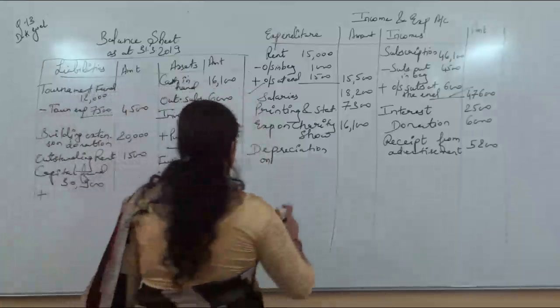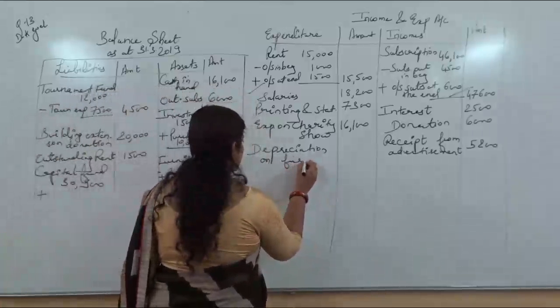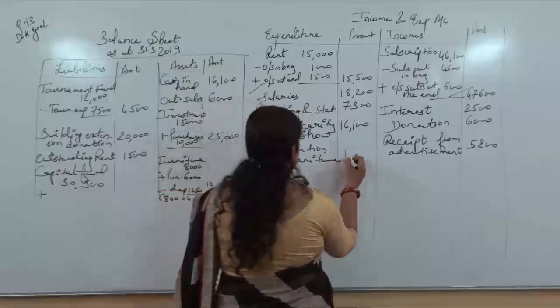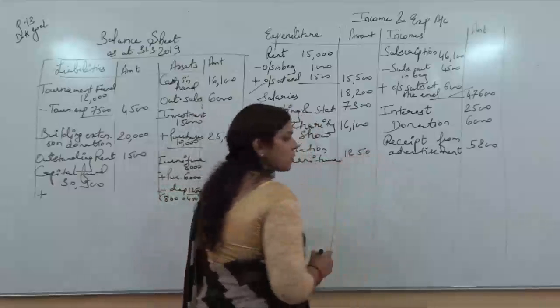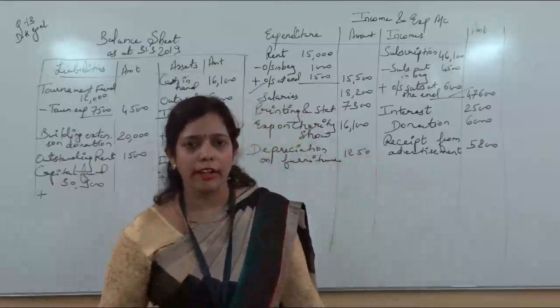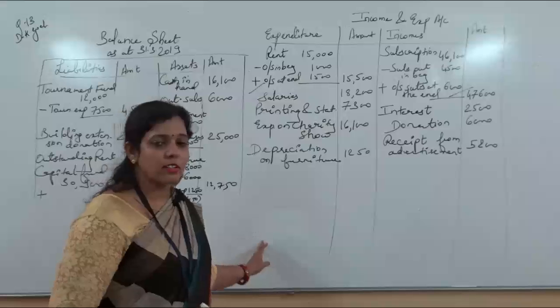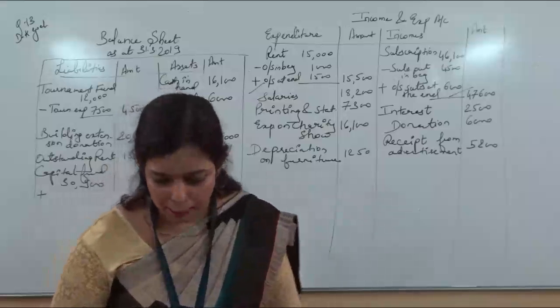Only one depreciation is there. Depreciation on furniture. How much is it coming? 1,250. I hope we have taken all the items here, in the incurred expenditure as well as in the balance sheet.